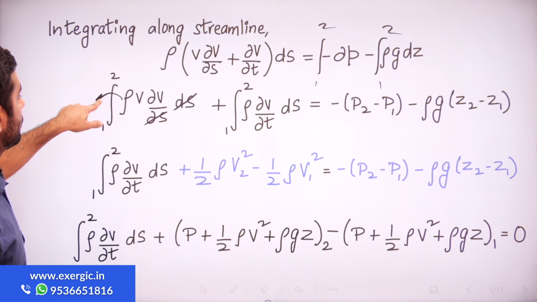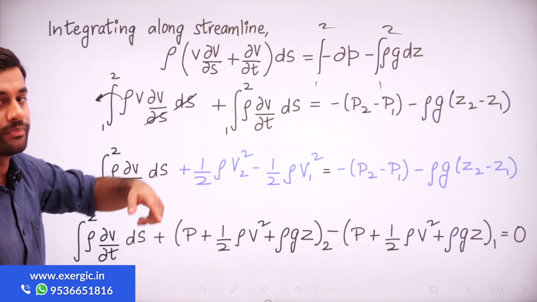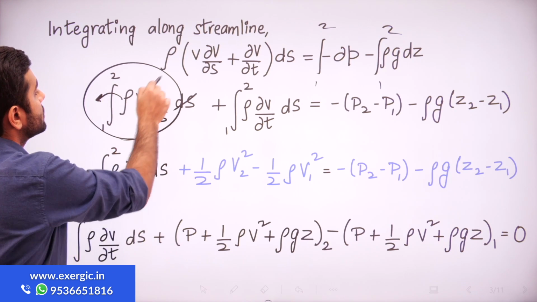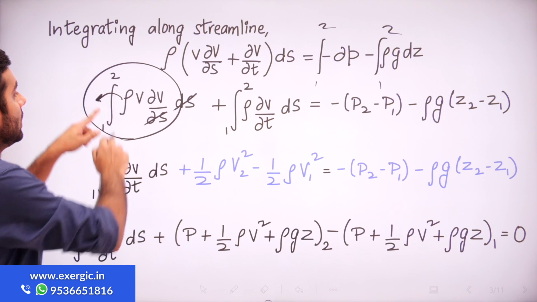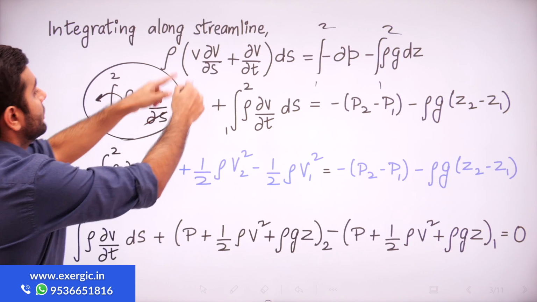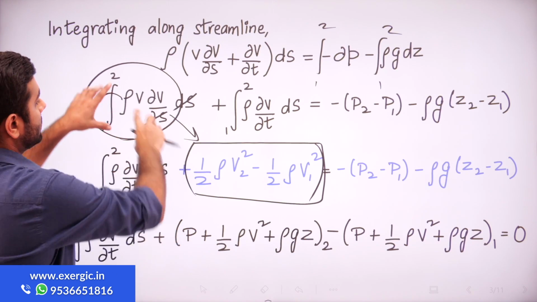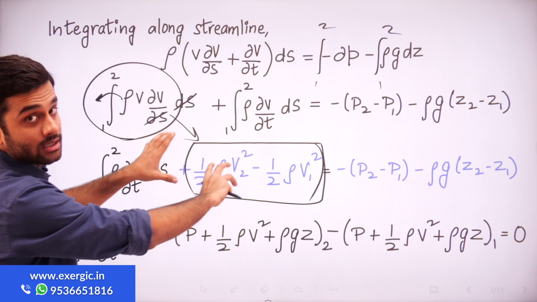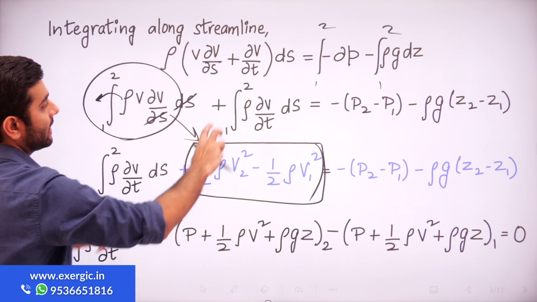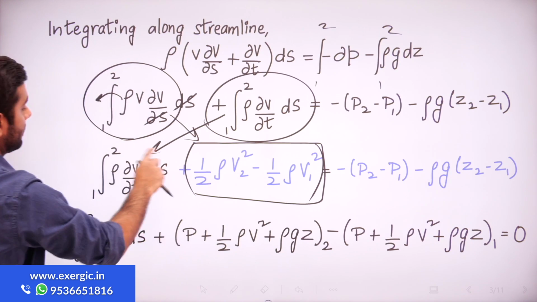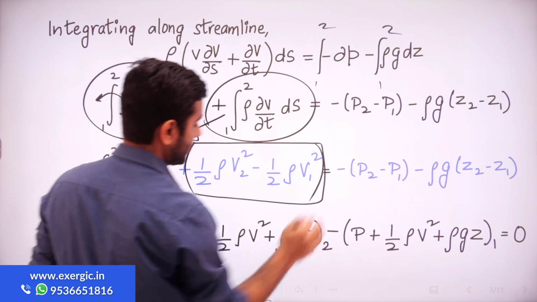Rho will come out to be constant out of the integration. Integration of v dv will be v square by 2. So ultimately this will be rho v square by 2 from 1 to 2. Rho is constant, so it will become rho v2 square by 2 minus rho v1 square by 2. That is what we have written here. As you can see here, this term has become this term, rho v2 square by 2 minus rho v1 square by 2, as I explained. And this term I have written here, exactly the same. On the right hand side, the same term is repeated.